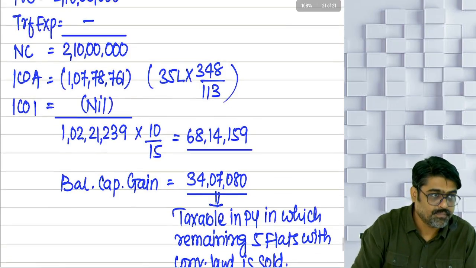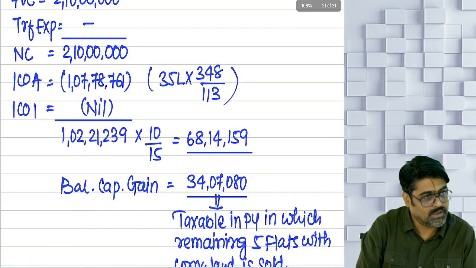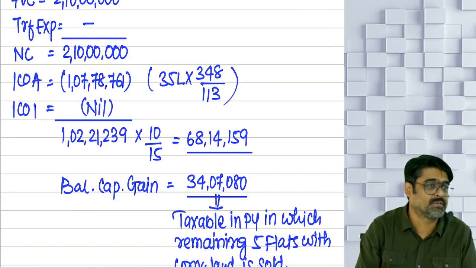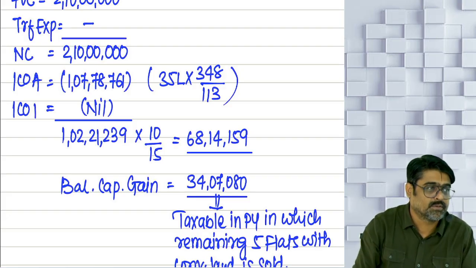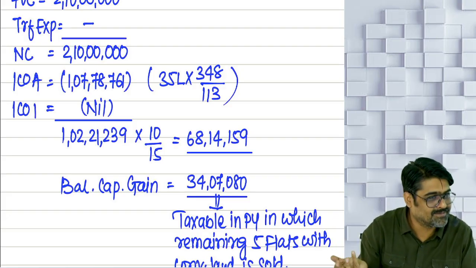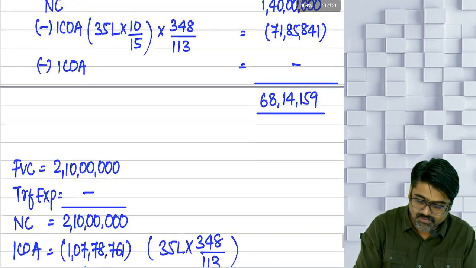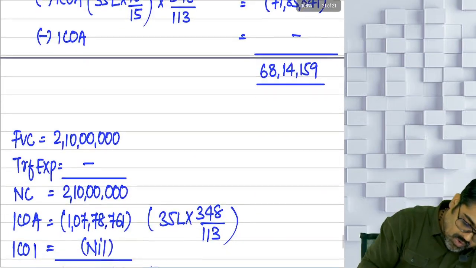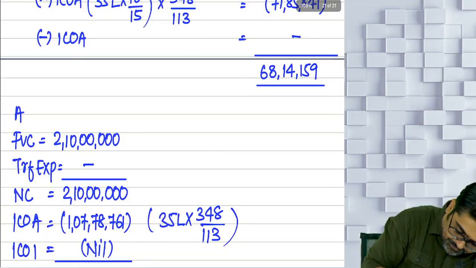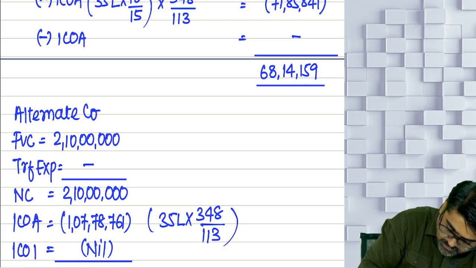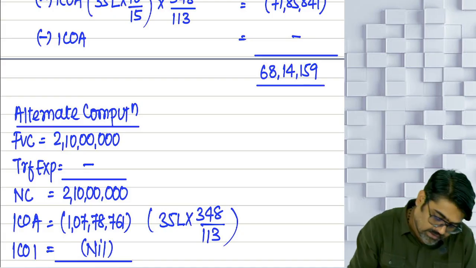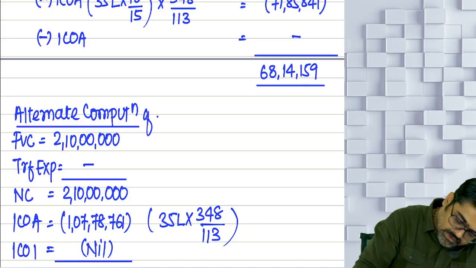How was this question? Easy? Very easy question. You just had to apply some logic. Otherwise it is a magic which happened. Will you remember? So alternate calculation. This is alternate computation of capital gains.